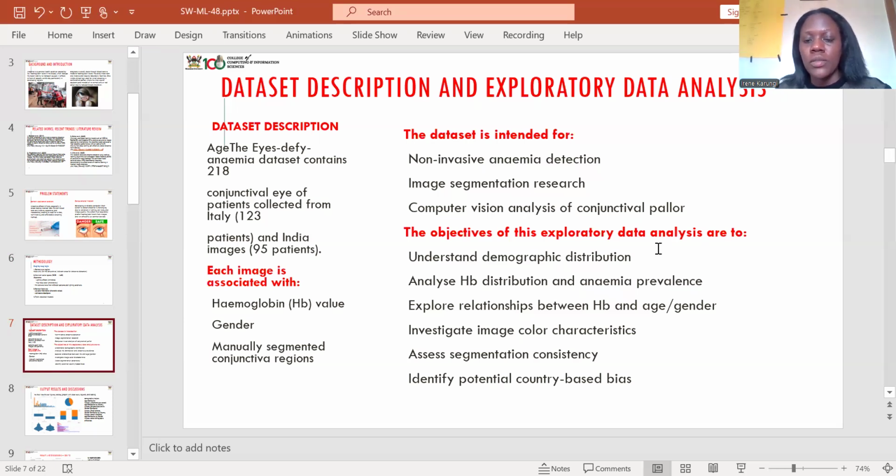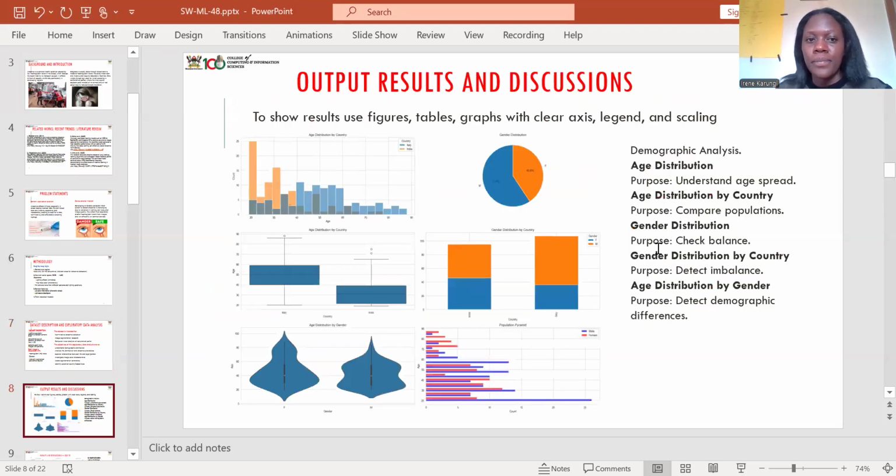The objectives of this exploratory data analysis are to identify potential country-based bias, then understand the demographic distribution, analyze hemoglobin distribution and anemia prevalence, then explore relationships between hemoglobin and age and gender, then investigate image color characteristics.